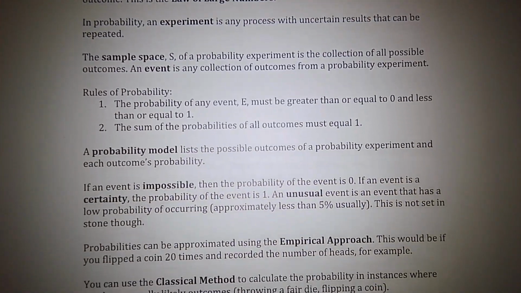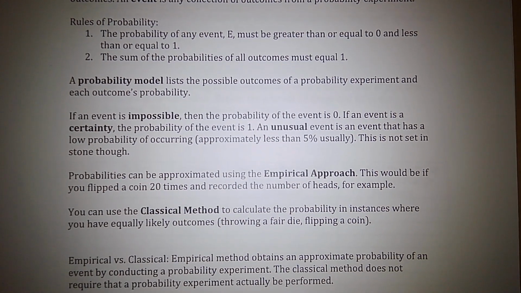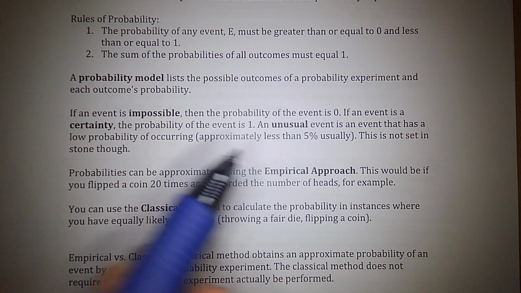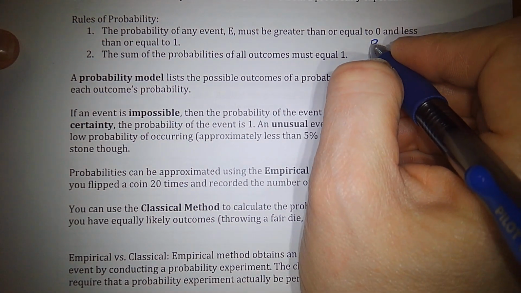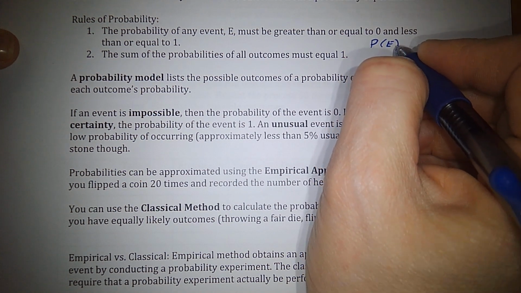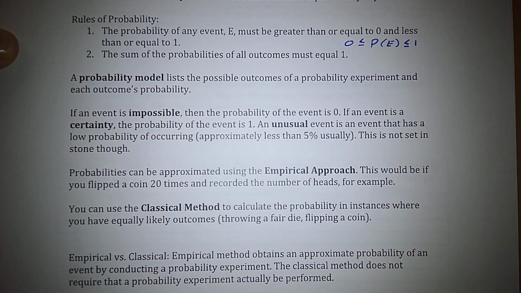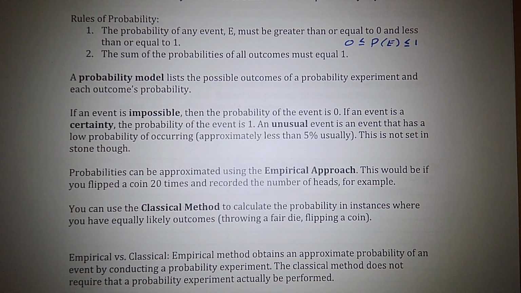There are two general rules of probability. The first general rule of probability is that the probability of any event, uppercase E, has to be greater than or equal to 0 and less than or equal to 1. So probability of any particular event will always be a number less than or equal to 1 but greater than or equal to 0. And the sum of all the probabilities of all of the outcomes must be equal to 1.